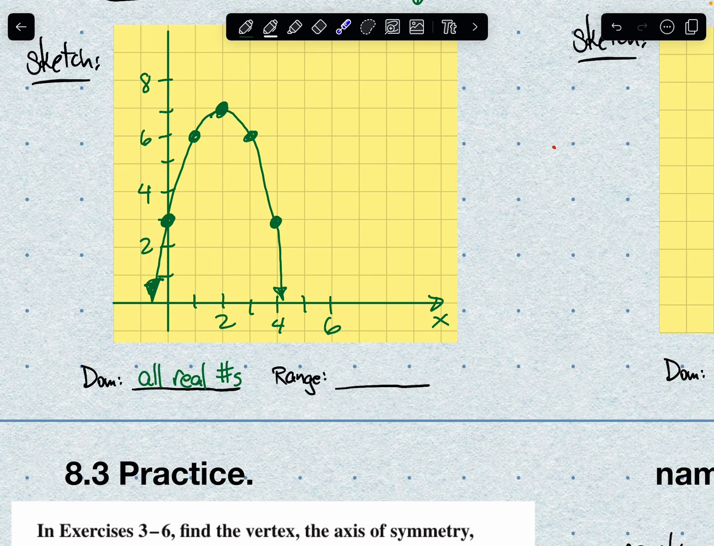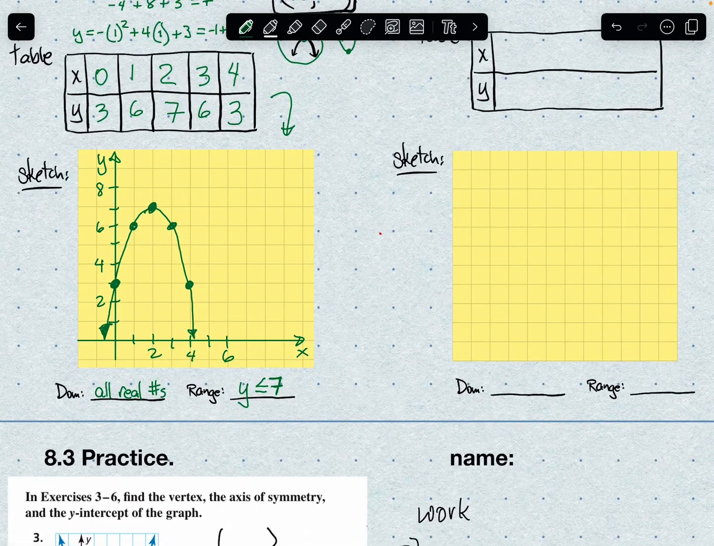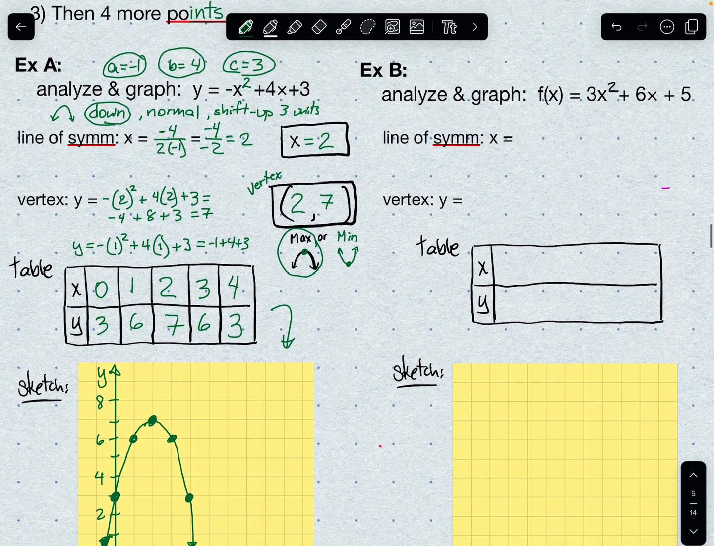What about the range? This is what's going to be different every time. Your range, remember, is the y values. So we're looking at the y-axis. I didn't label it here as a y. So what y values am I using? Notice the graph goes down, down, down, but it doesn't go all the way up. In fact, it goes up to here and then it stops. So that is the maximum y value, 7. So from 7 downwards is what I need to say. So y has to be less than or equal to 7. All right, well, there you go.